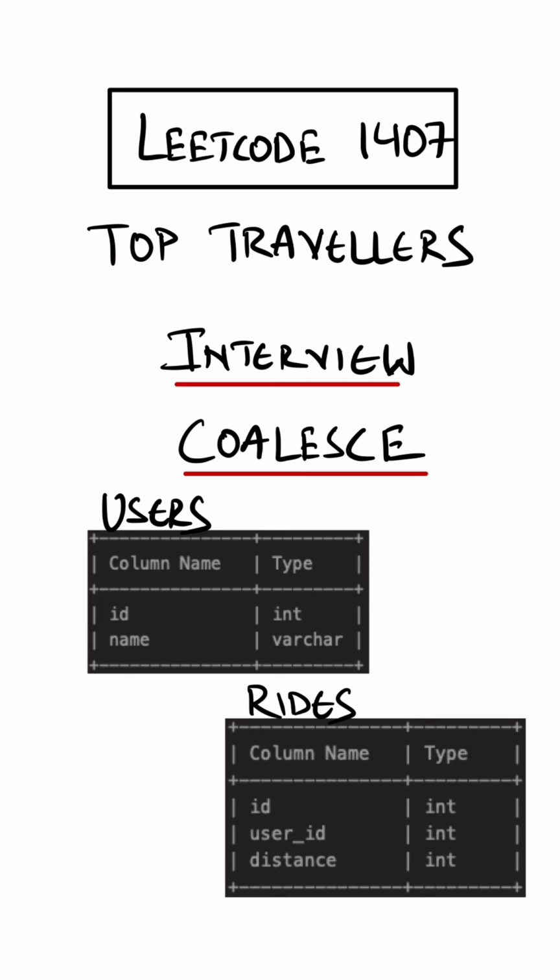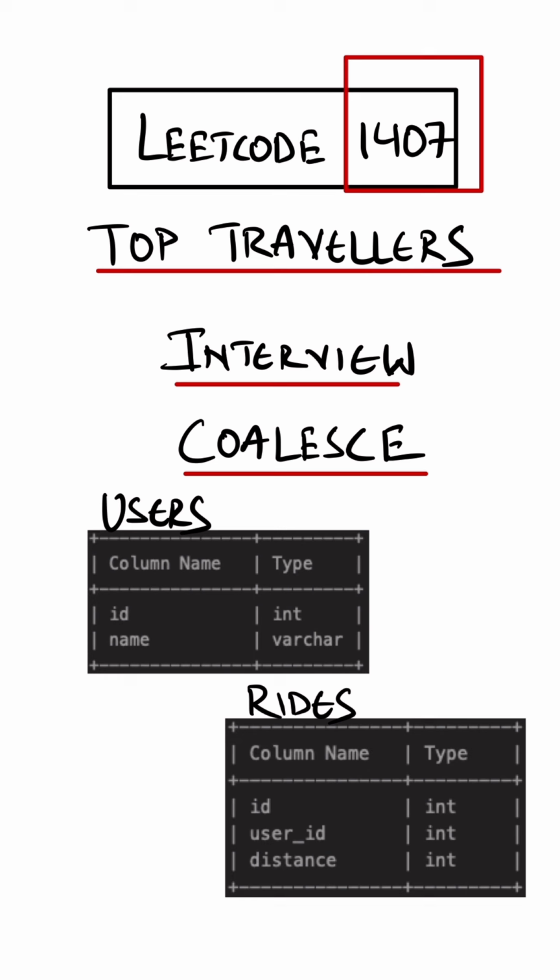Welcome back to SQL Interview Series. This is Leetcode 1407, Top Travelers. In this question, we are given two tables. One is users, which contains ID, which is unique, and name, which contains the name of the users. The second table is rights, which also contains ID, which is a unique value, hence the primary key, and user ID and the distance traveled by the user ID.